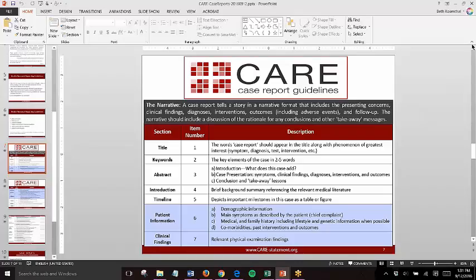Some of these are fairly straightforward: title, keywords, and abstract. The reason you want to pay particular attention to these is you want to enable people to find them when they search. When I'm teaching case report writing, the title seems elusively simple, but it takes a long time to come up with a good title that clearly defines what it is you're trying to look for.